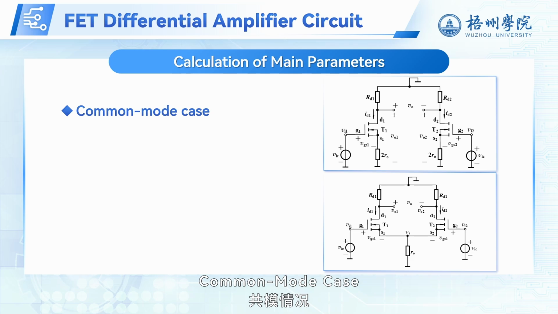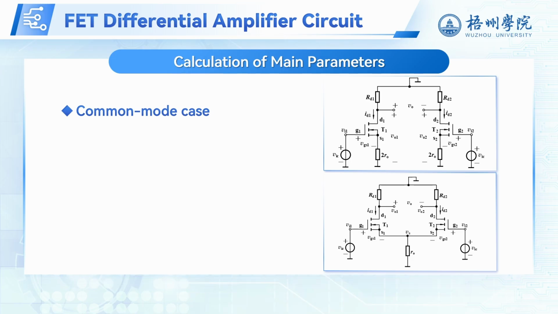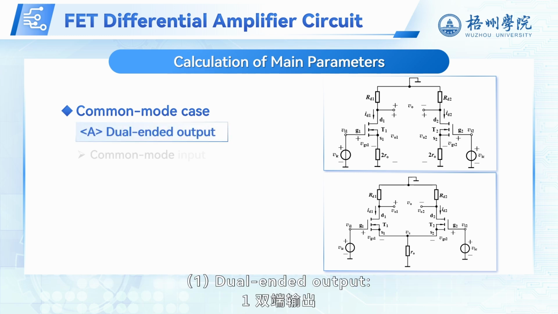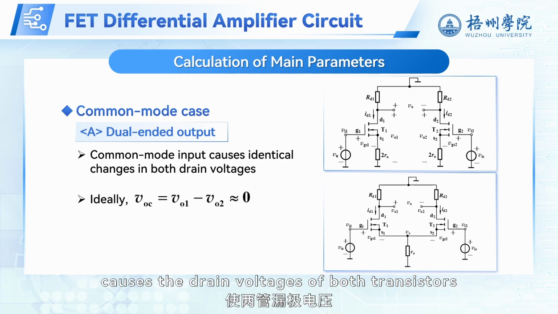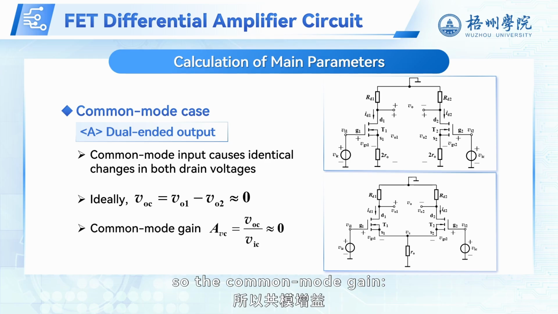Common mode case. Since the common mode signal means the same signal is applied to both inputs, we do not distinguish between dual-ended or single-ended input. 1. Dual-ended output. The common mode signal input causes the drain voltages of both transistors to change in the same way. So the common mode gain, A sub VC equals V sub OC divided by V sub IC, is approximately 0.